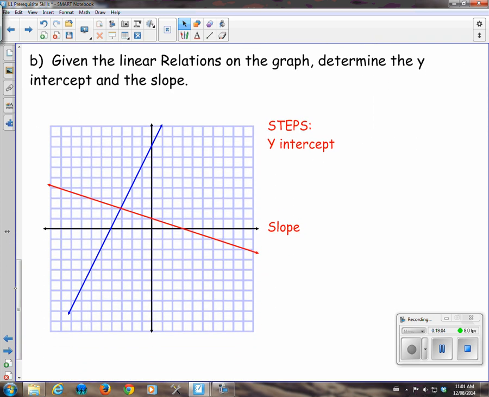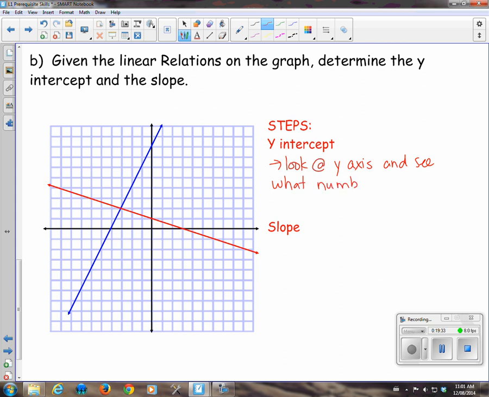So if we go a step further, if I've already given you the graph and you don't have an equation this time, I want to figure out the slope and the y-intercept. The y-intercept is the easiest part. For the y-intercept, all you do is look at the y-axis and see what number the line crosses at. So for my blue line, there's my y-intercept right there.